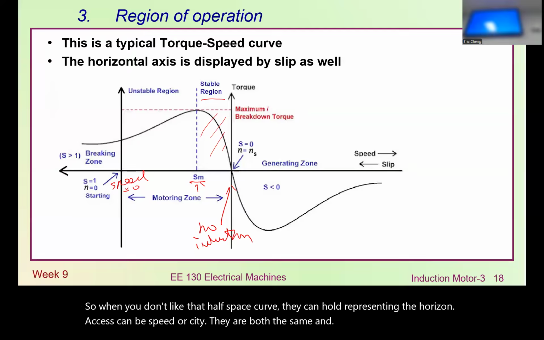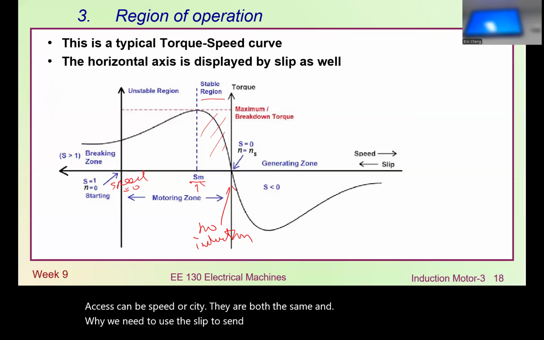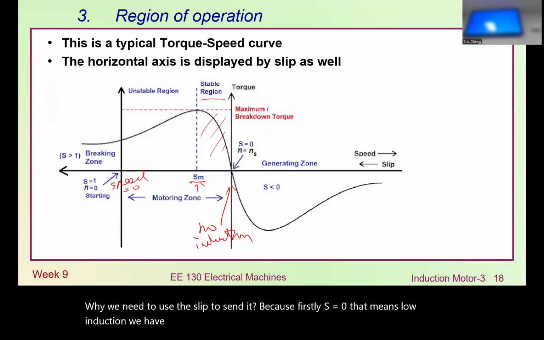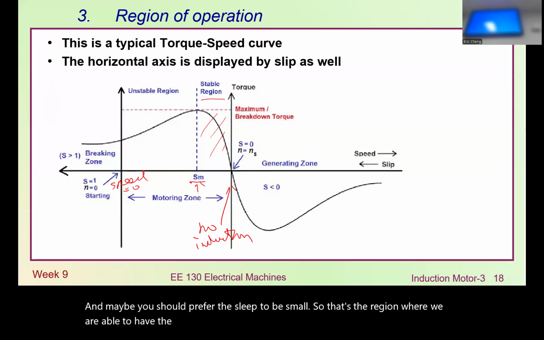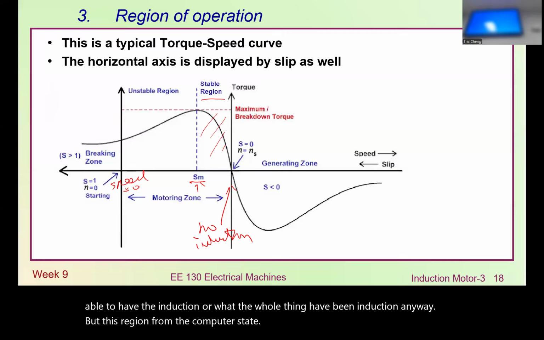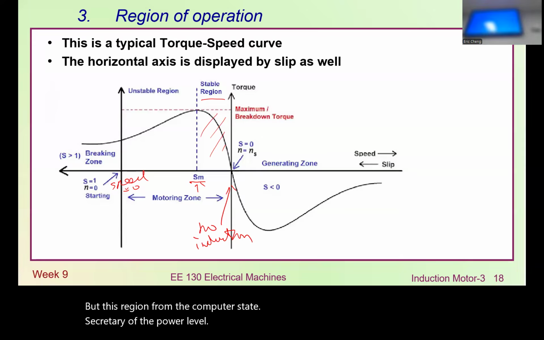Why do we need to use the slip to represent it? Because firstly, S equals 0 means no induction. We have no induction here. That means the torque equals zero, no energy in the rotor. And then we usually prefer the slip to be small. So that's the reason we are able to have the induction. Of course, the whole thing has induction anyway. But in this region, from the characteristic, and later on from the circuitry, you are able to work out the power level. This region, from maximum power to 0 power, is the normal operation region we have for the motor.